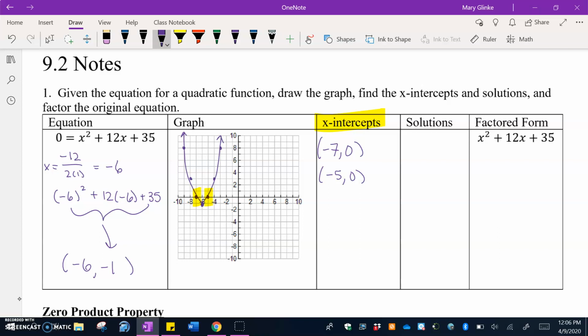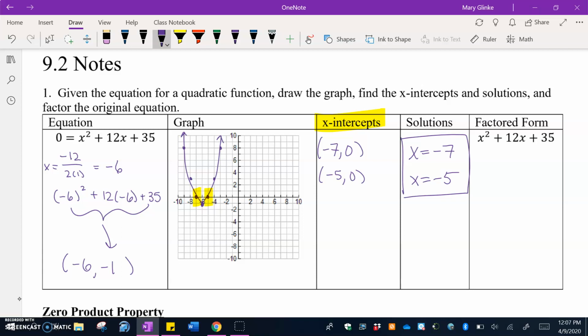When we look at these x-intercepts, what we did yesterday with 9.1 was we learned that these are the solutions to the equation when y equals 0. So an x value of negative 7 and an x value of negative 5 both would get y values of 0 when you plug them into the equation. What we want to do here is compare that to your factored form.